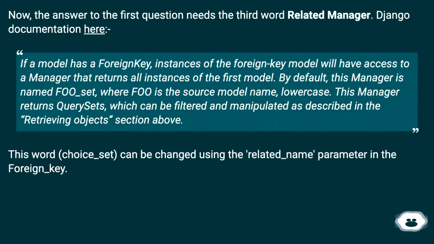Now, the answer to the first question needs the third word, related manager. Django documentation here: if a model has a ForeignKey, instances of the foreign key model will have access to a manager that returns all instances of the first model. By default, this manager is named foo_set, where foo is the source model name, lowercase. This manager returns querysets, which can be filtered and manipulated as described in the Retrieving objects section above. This word, choice_set, can be changed using the related_name parameter in the ForeignKey.